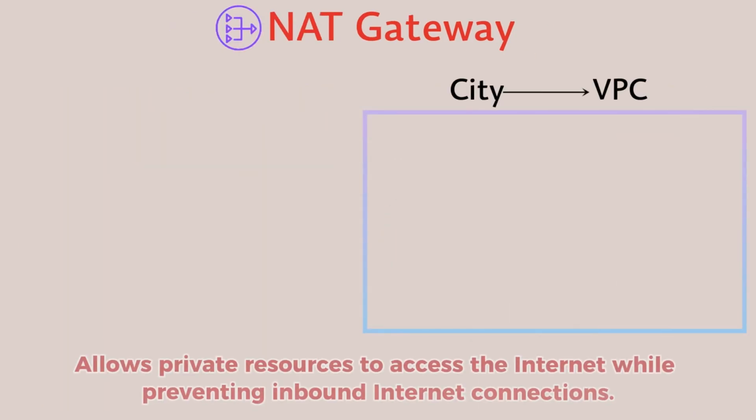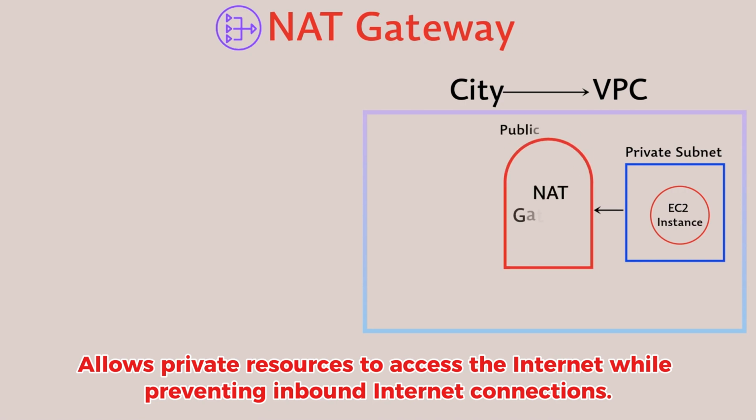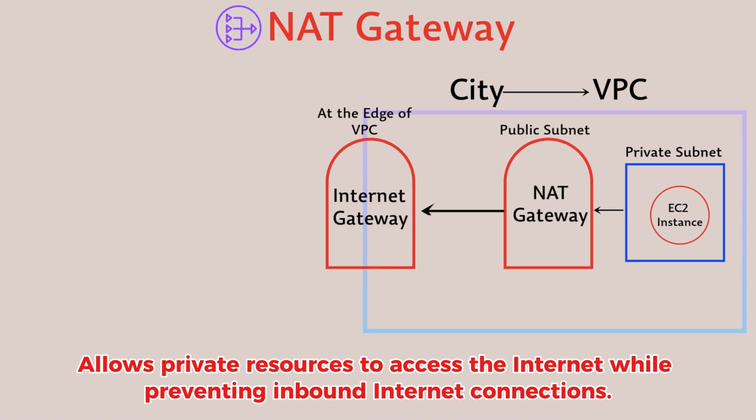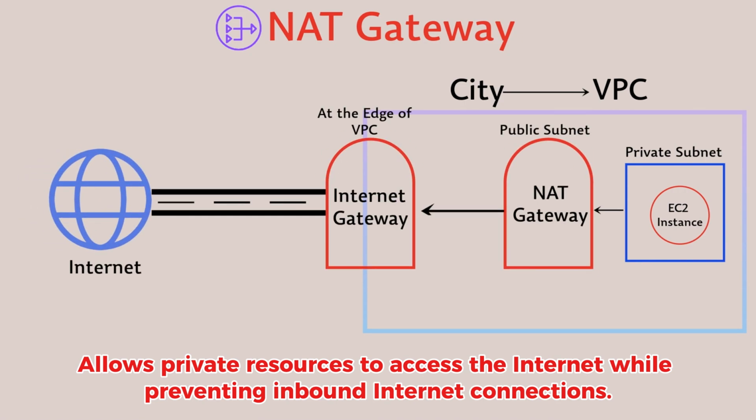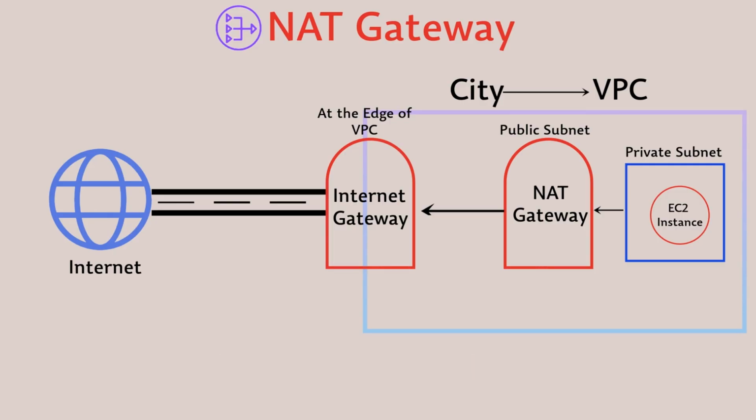Now let's see the NAT Gateway. It allows private resources to access the internet while preventing inbound internet connections. So consider a company mailroom. Employees can send letters outside. So here we have an EC2 instance in a private subnet, so it's kind of a mailroom. Employees can send letters outside, but strangers cannot walk directly into the office through the mailroom.